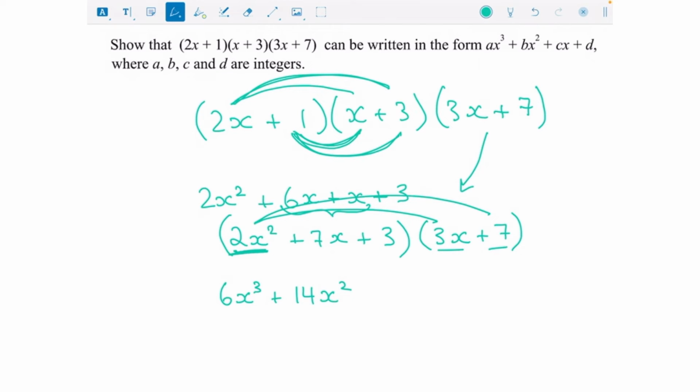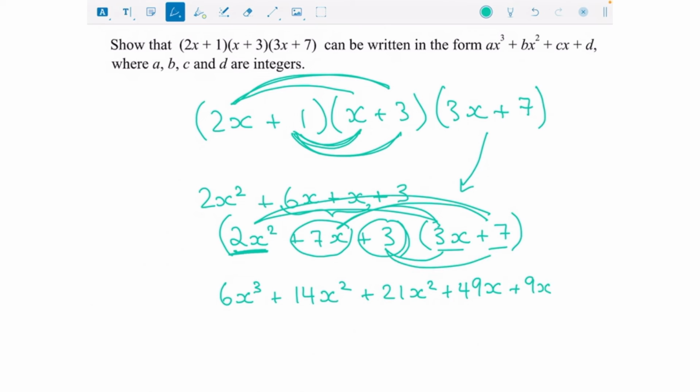I'm now going to move over to my plus 7x, and I'm going to times that with each of the things in the other bracket. So 7x times 3x is plus 21x squared, and 7x times 7 is plus 49x. And then I'm going to move over to my 3 and do 3 times 3x, which is another 9x, and 3 times 7, which is 21. And then we're just going to collect up any like terms. So 6x cubed, add 35x squared, add 58x, add 21. So I've just collected those together.